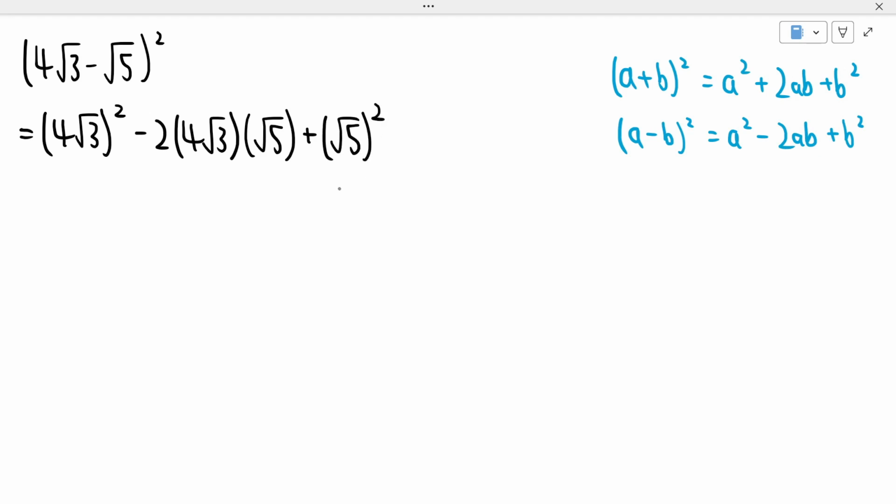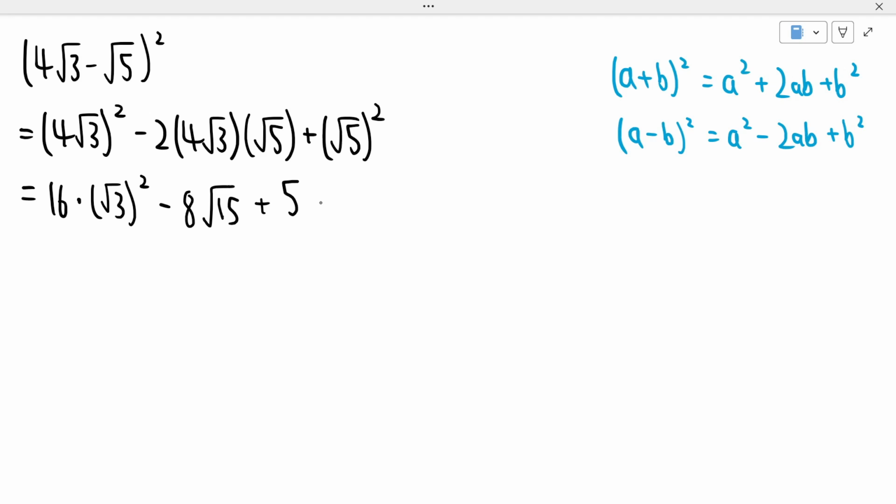So now we can simplify this expression, and 4 square root of 3 all squared is just equal to 16 times the square root of 3 all squared. And then minus 2 times 4 square root of 3 times square root of 5 is equal to minus 8 times the square root of 15, because 2 times 4 is equal to 8, and then the square root of 3 times the square root of 5 is equal to the square root of 15. And then square root of 5 squared is just equal to the plus 5.